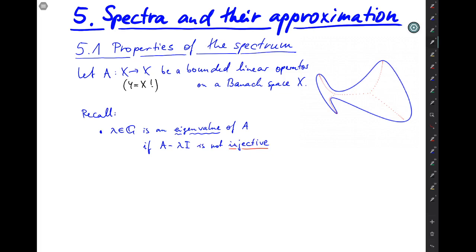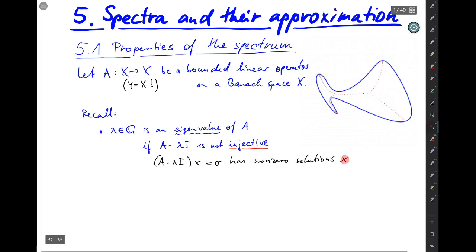So this must mean that the kernel has non-zero elements, and these are exactly the elements that we call eigenvectors. And if you spell that homogeneous equation out, it says that Ax equals lambda x, and that's exactly what you learn in linear algebra as the definition of an eigenvalue eigenvector pair.